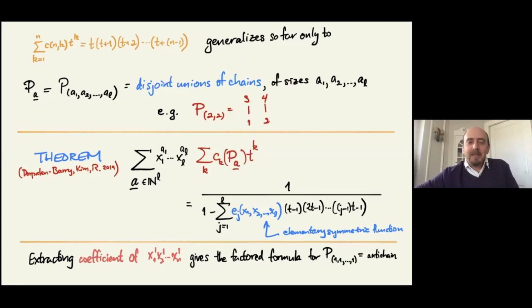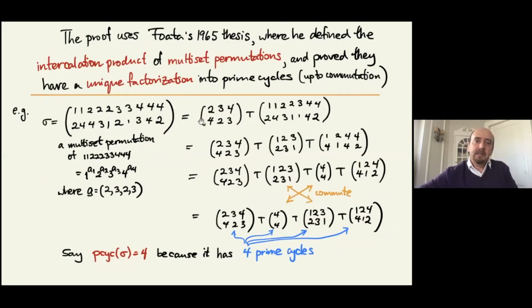where does this come from? This is the more interesting part than just actually getting this generating function. It comes from Foata's thesis. So Foata, in this great thesis, he did many things, but in particular, he defined something called the intercalation product of multiset permutations. And he didn't just define it, he proved that there's a unique factorization for multiset permutations into prime cycles up to a certain lack of uniqueness coming from commutativity.